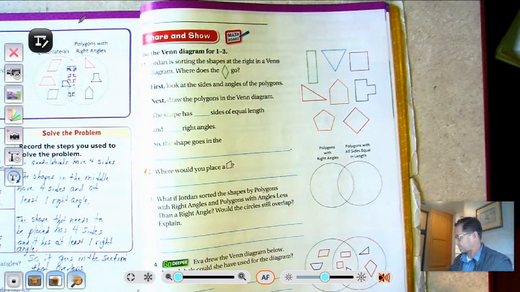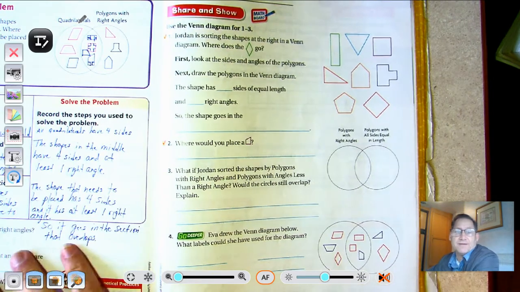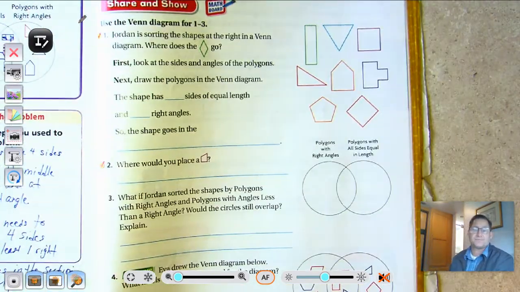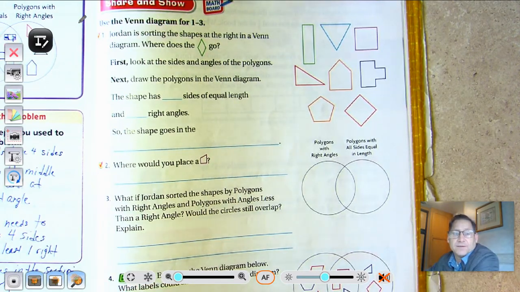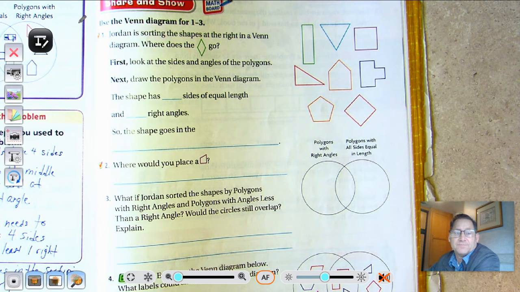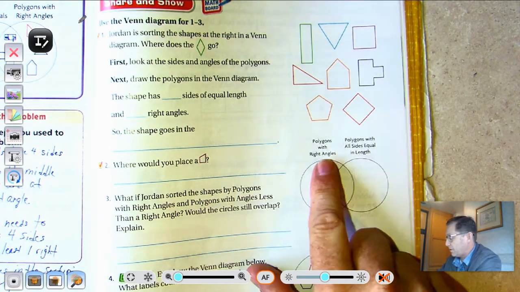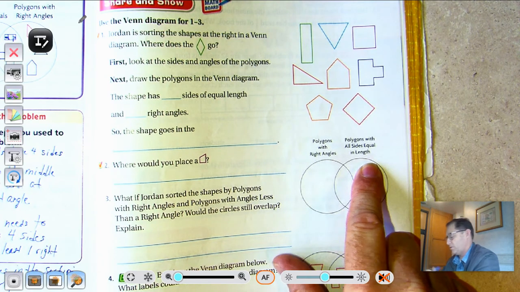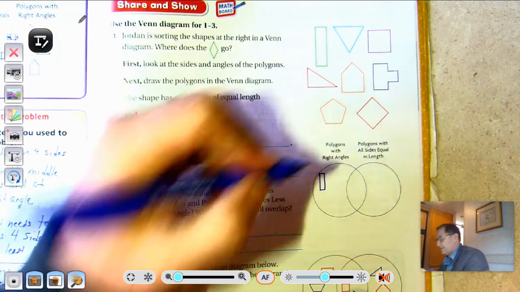Okay, 537. Jordan is sorting the shapes at the right in a Venn diagram. Where does the rhombus go, the green rhombus? Okay, so let's look at the sides and angles of the polygons. Next, draw the polygons in the Venn diagram. Okay, so where's the rectangle go? Is it a polygon with right angles? Yes. Does it have all sides equal? No. So the rectangle goes by itself on the left-hand side.